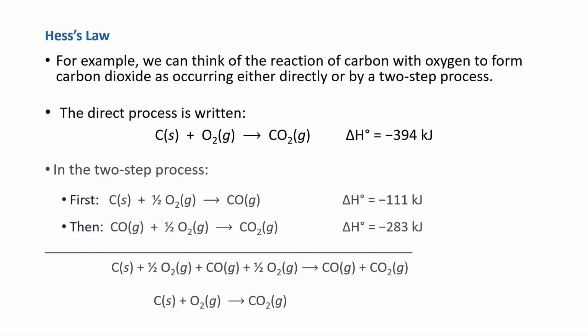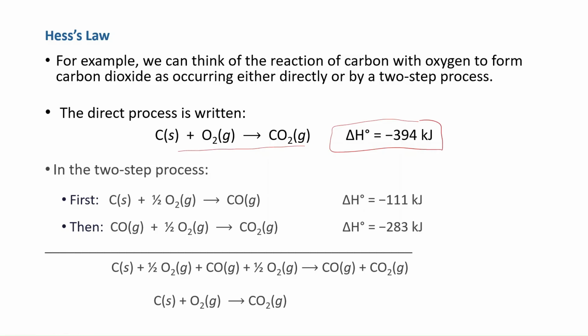This is just an example of how this really works. You're trying to form carbon dioxide. This is the one-step equation. You can measure it experimentally, minus 394 kilojoules, because the heat is released.